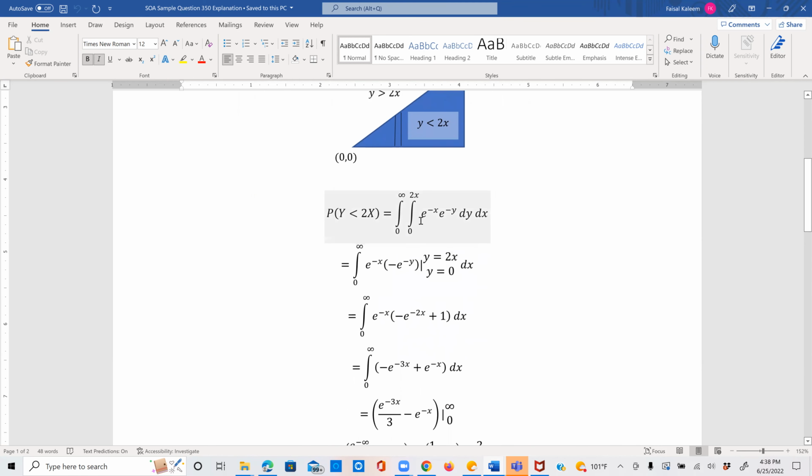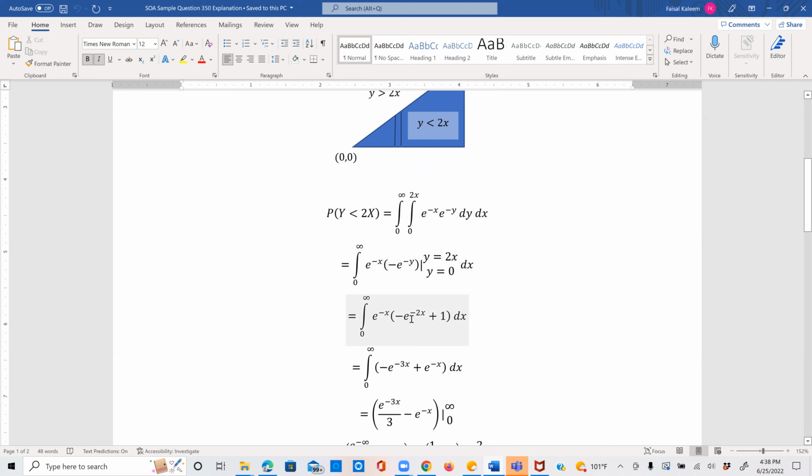And so e to the negative x is a constant for the inside integral because that's with respect to y, and the integral of e to the negative y would be e to the negative y divided by -1. So that's negative e to the negative y by our shortcut. Remember, integral of e to the ay would be e to the ay divided by a, and a in this case is -1. So dividing by -1 is the same as multiplying by -1. And so you put in the upper limit y equals 2x, so it'd be negative e to the negative 2x, and then minus the lower limit, so minus negative e to the 0, so that'd be plus e to the 0, which is 1.